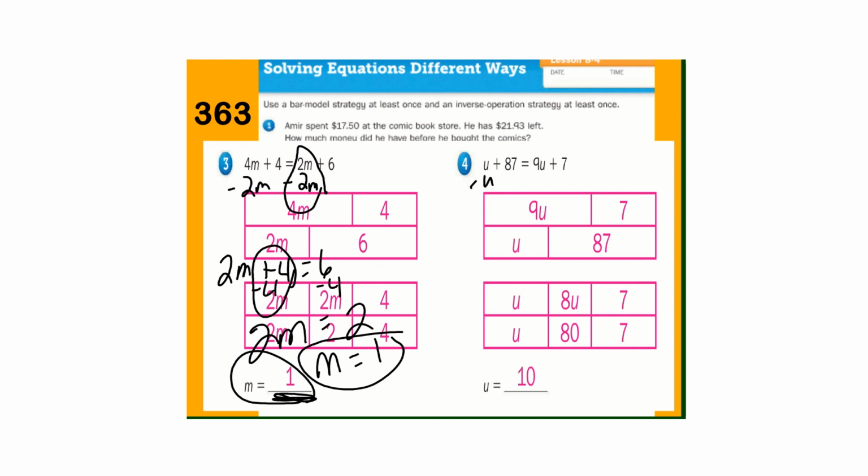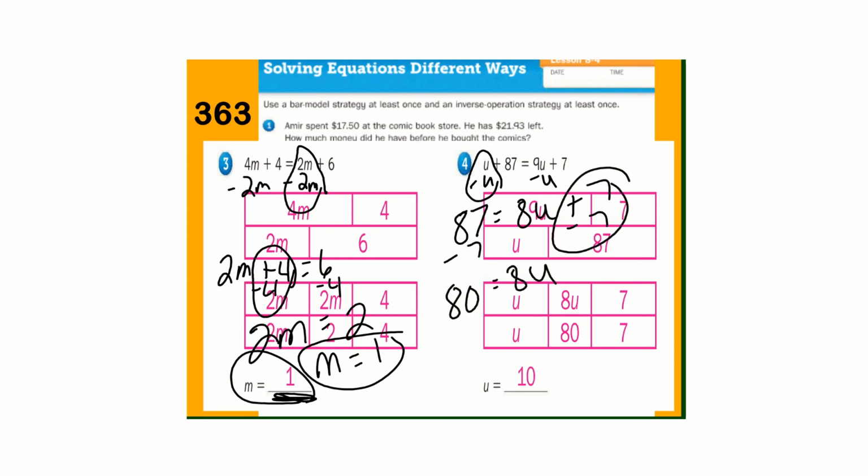Subtract the smallest variable. If I take a u away, I have 87 equals 8u plus 7. Subtract my 7. 80 equals 8u. Divide by 8. And u equals 10, which is what they have there.